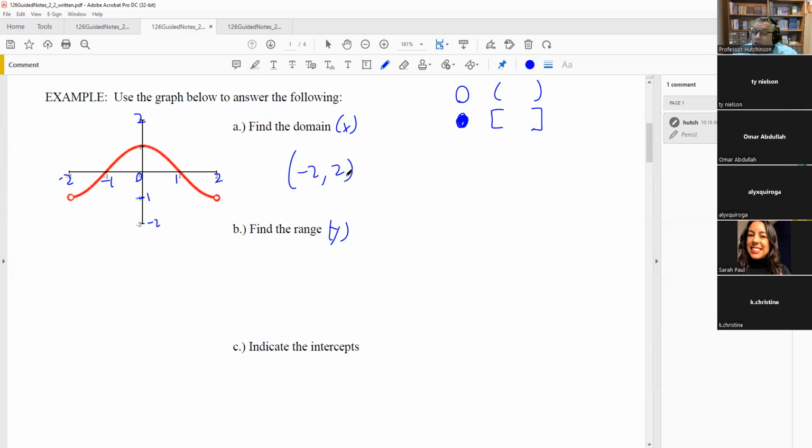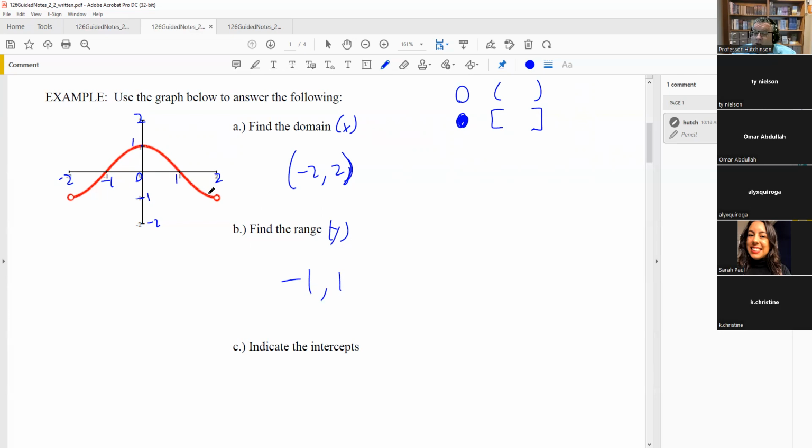Okay, so these are both parentheses here because they have open circles. If these are both closed circles, then I have brackets on there for that one. The range is talking about only the y values that are used on this graph. The smallest y value this graph uses is -1, and the highest y value it uses is at 1 right here where it crosses. So between -1 and 1. So I have -1 and 1 here.